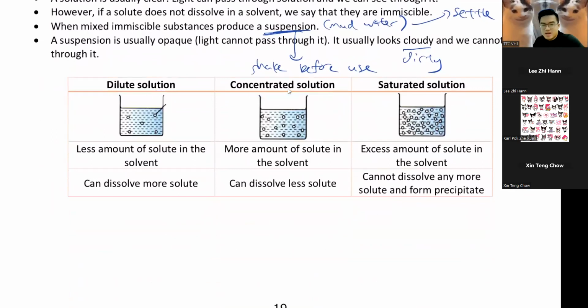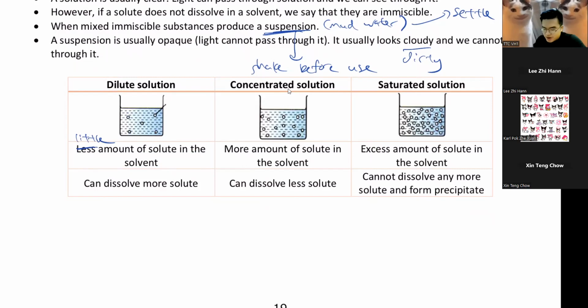I think you learned this also already. So what is solution? We have 3 types. We have dilute solution. Dilute means 稀不浓, very watery. Like you go to some restaurant, you order Milo peng, then the Milo peng is very bland, not nice. That one is dilute solution. We say that the Milo is very dilute. Less amount of solute in the solvent. Okay, please change this less to little. Little amount of solute. You only have very little solute here. Right, you just put a bit of salt.